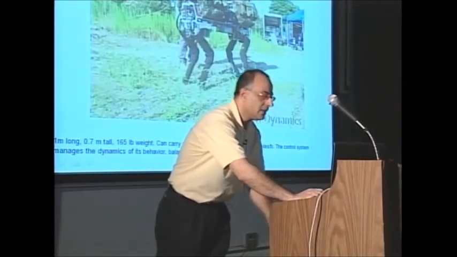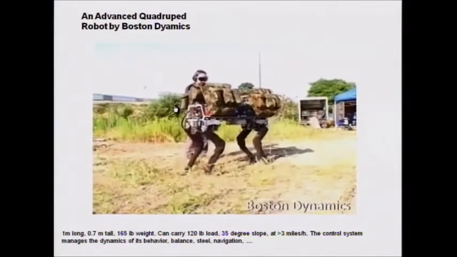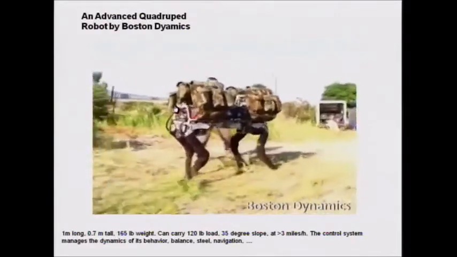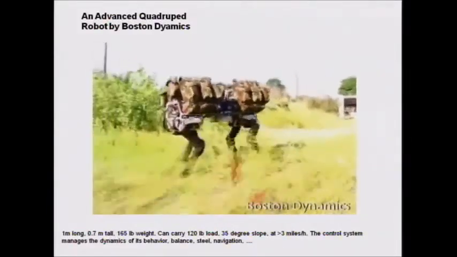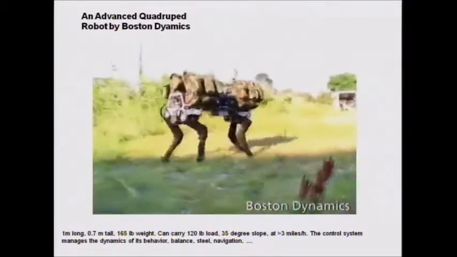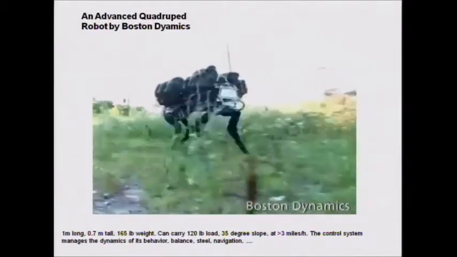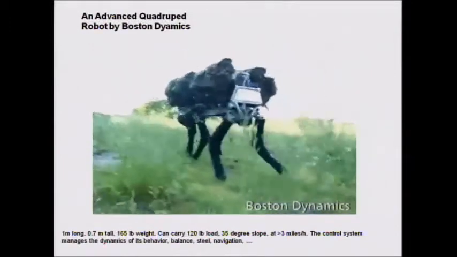This interesting quadruped robot is done by Boston Dynamics. One of the issues is carrying the load. Imagine you are on another planet which has a high gravity, and you want to carry the load, not the astronauts. So in that case, you need something like this guy, which they call Big Dog, which can carry up to 120 pounds on a 35 degree slope.